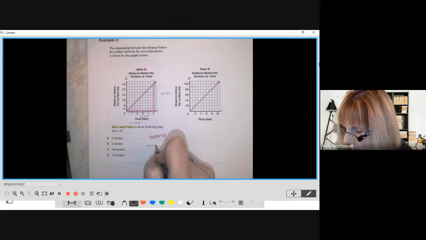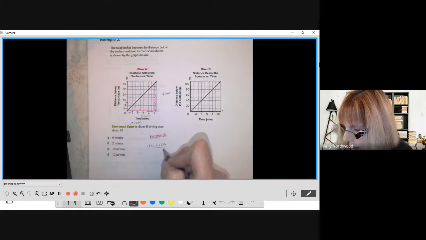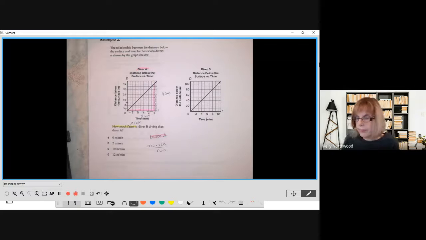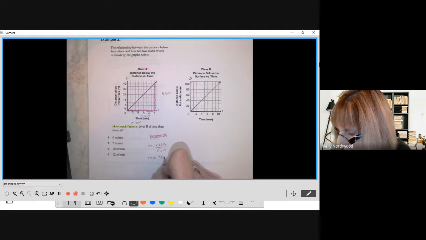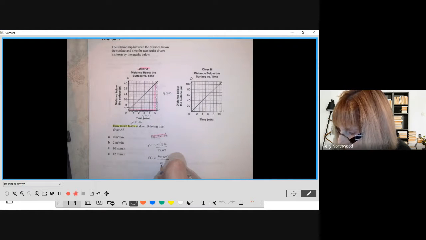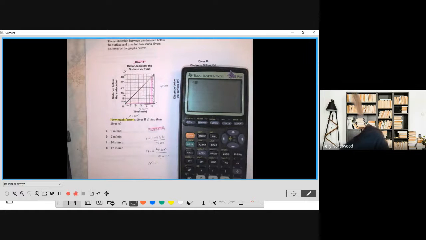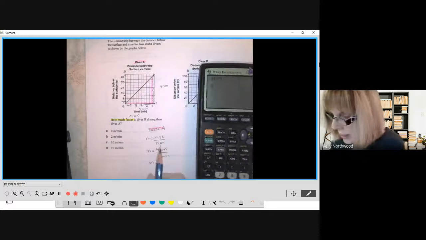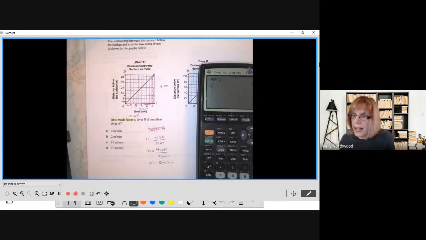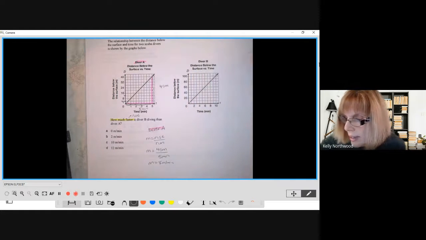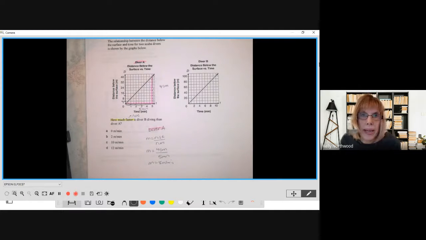So then we're going to write our formula down. M equals rise over run. And the rise is 40 meters. And the run is 5 minutes. And then if we do 40 divided by 5, we get 8 meters per minute. So that means diver A is diving at a rate of 8 meters every minute. So every minute he dives 8 meters further below the surface.